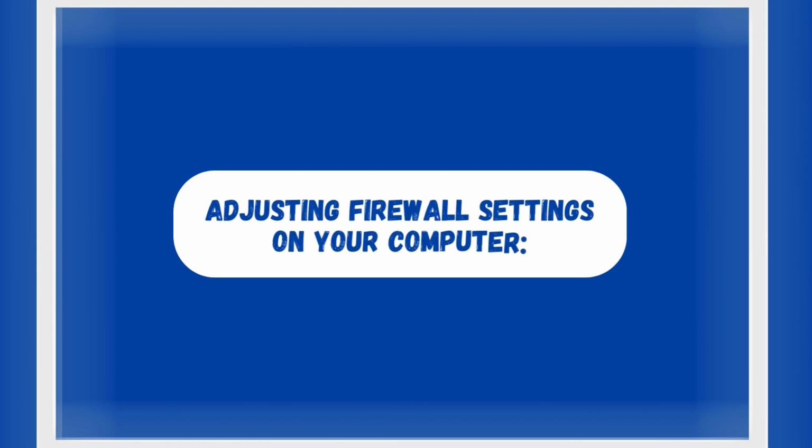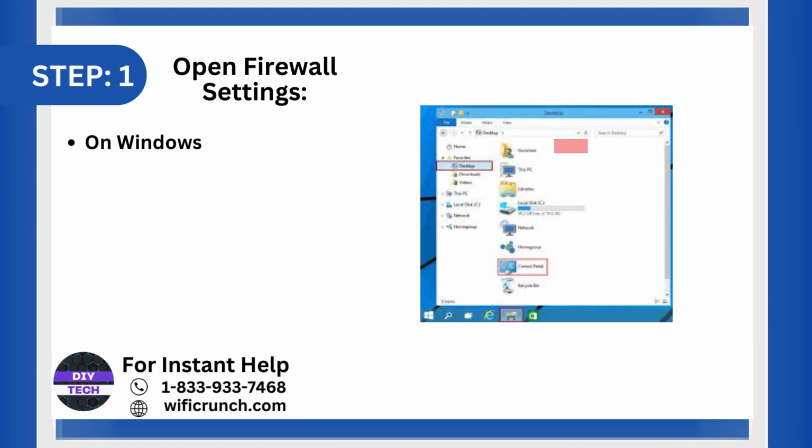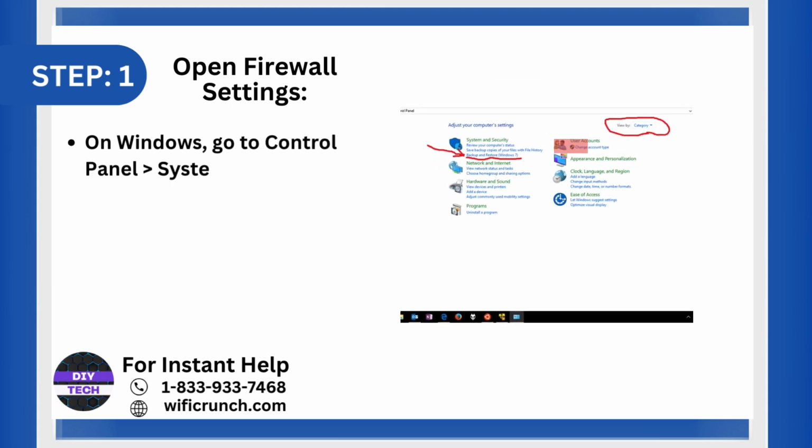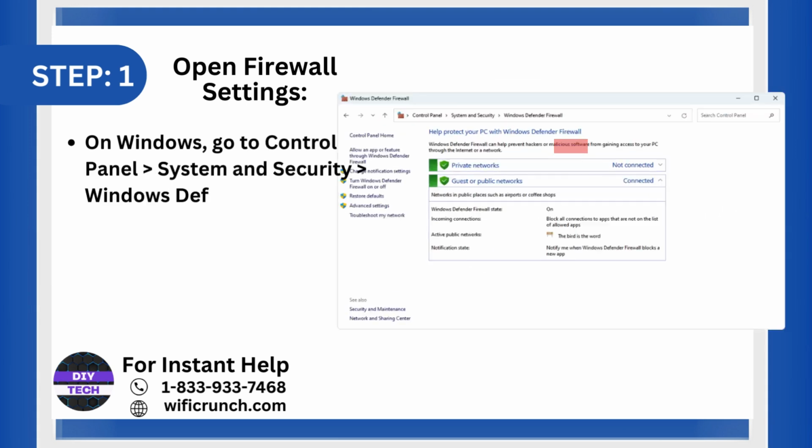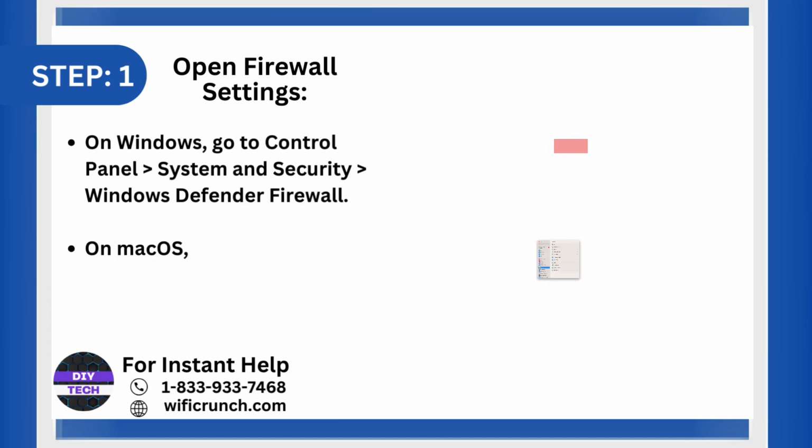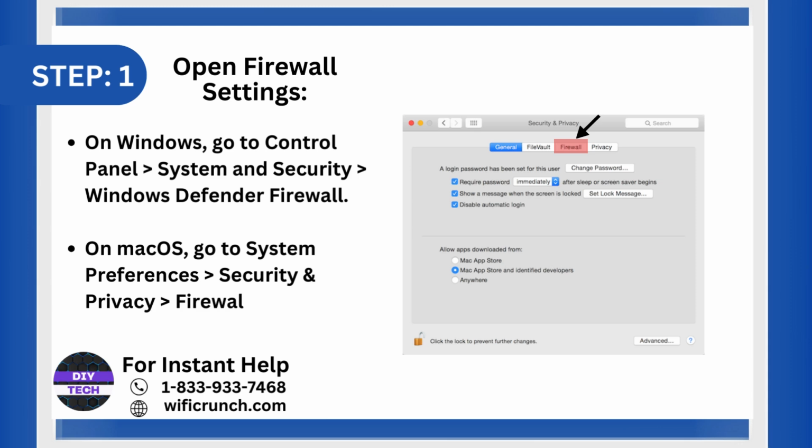Adjusting firewall settings on your computer. Step 1. Open firewall settings. On Windows, go to Control Panel, System and Security, Windows Defender Firewall. On macOS, go to System Preferences, Security & Privacy, Firewall.